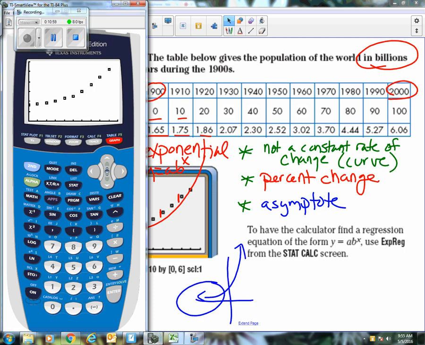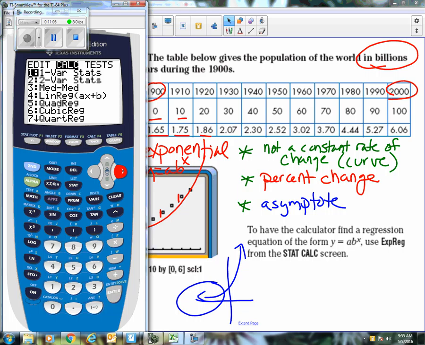Okay, so let's go ahead and calculate what we think this equation is going to look like. We're going to go to our stat menu, over to calculate, and we have lots of choices here. We're just going to talk through some different options. Number 4 would be if it's linear. If you think your equation should be linear when you look at your points, you would select 4. If you think it's quadratic, a parabola, you'd select 5.